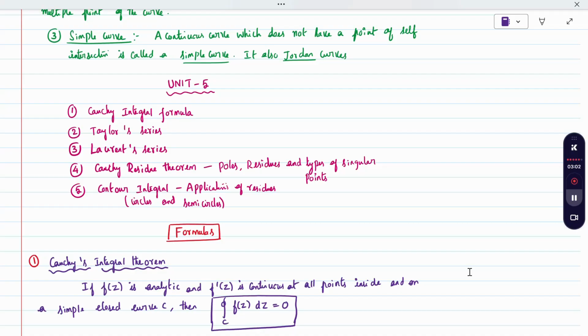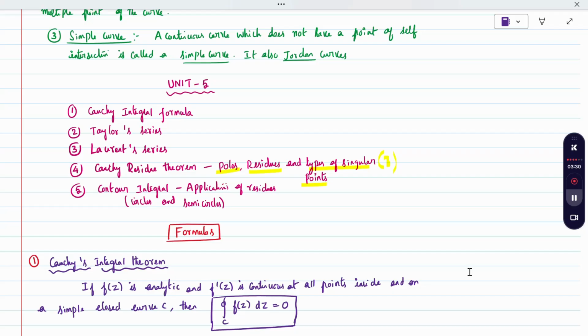Before going to the Cauchy residue theorem, we have to learn some basics: poles, residues, and the types of singular points. There are three types of singular points. If we learn these basics, we can do the Cauchy residue theorem. And the last topic is the contour integral, which is the application of the residue.